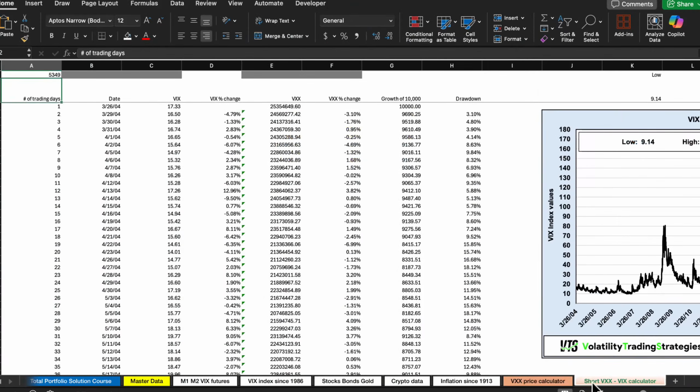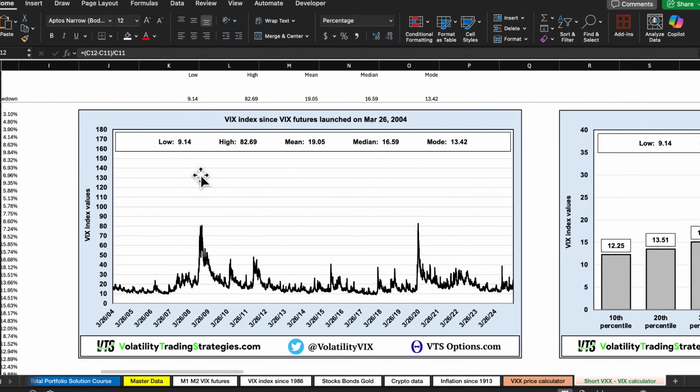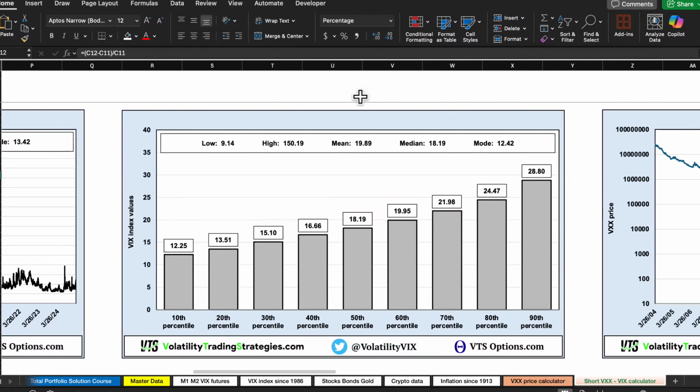So if you go to the new calculator in the spreadsheet after you've downloaded it, you will come to this page. And we've got the VIX data and we've got the VXX data. This is really all we need to test this strategy. We're going back to March 26, 2004. So we've got the VIX, looks like this. You can see that the mean is 19, the median, all of the data basically there. Percentiles, if you prefer to look at it this way.